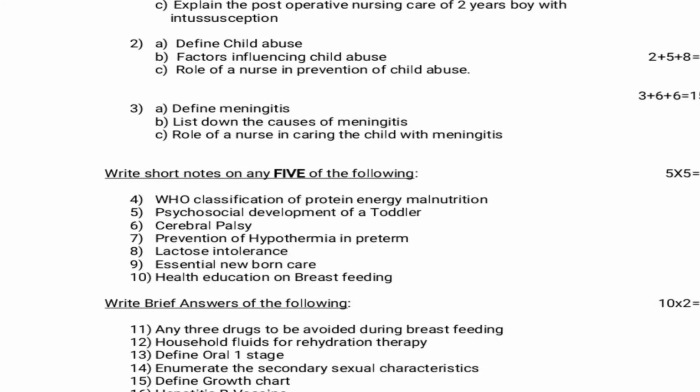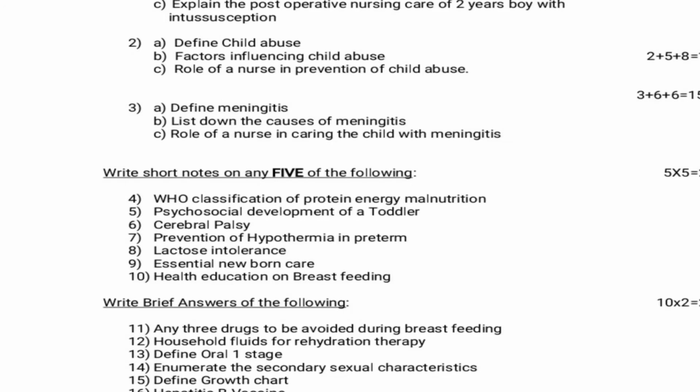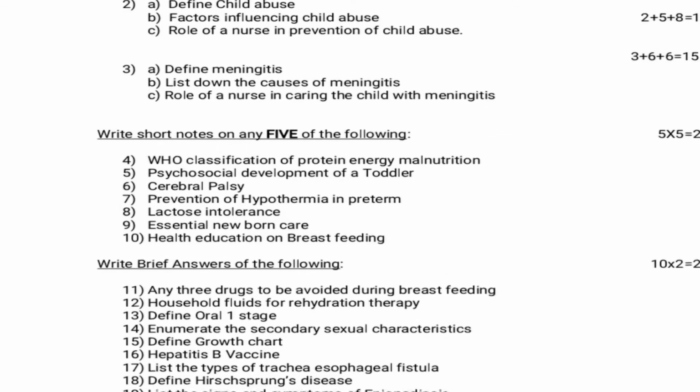Third question, 3A, define meningitis, which is for 3 marks. 3B, list down the causes of meningitis, which is for 6 marks. 3C, role of a nurse in caring for a child with meningitis, which is for 6 marks. So 3 plus 6 plus 6 is equal to 15 marks.